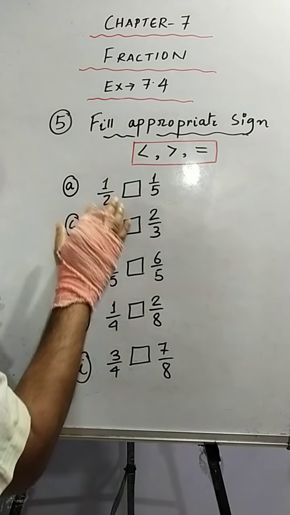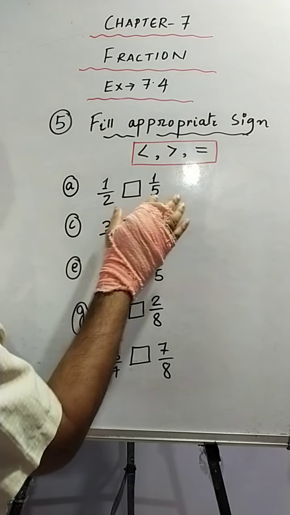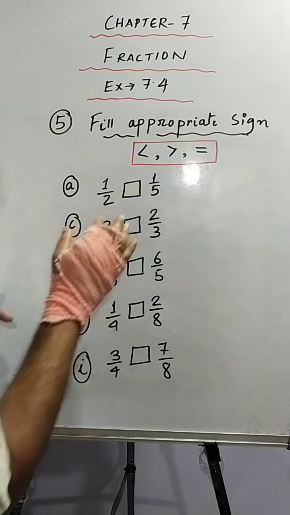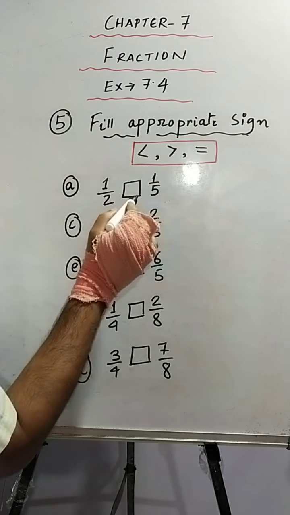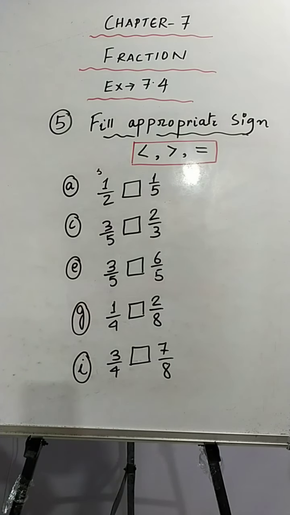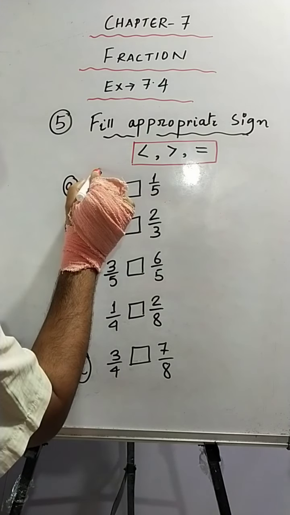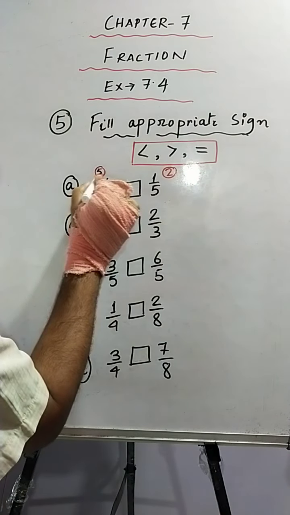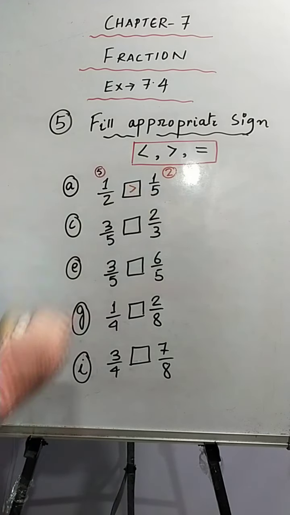When you're comparing two fractions, you first see whether the denominators are the same or not. If not, then you cross multiply and decide which fraction is greater. Here, 5 ones are 5, so this side will have 5, and 2 ones are 2. Now 5 is greater than 2, so 1 by 2 is greater than 1 by 5. So we will put the greater than sign.